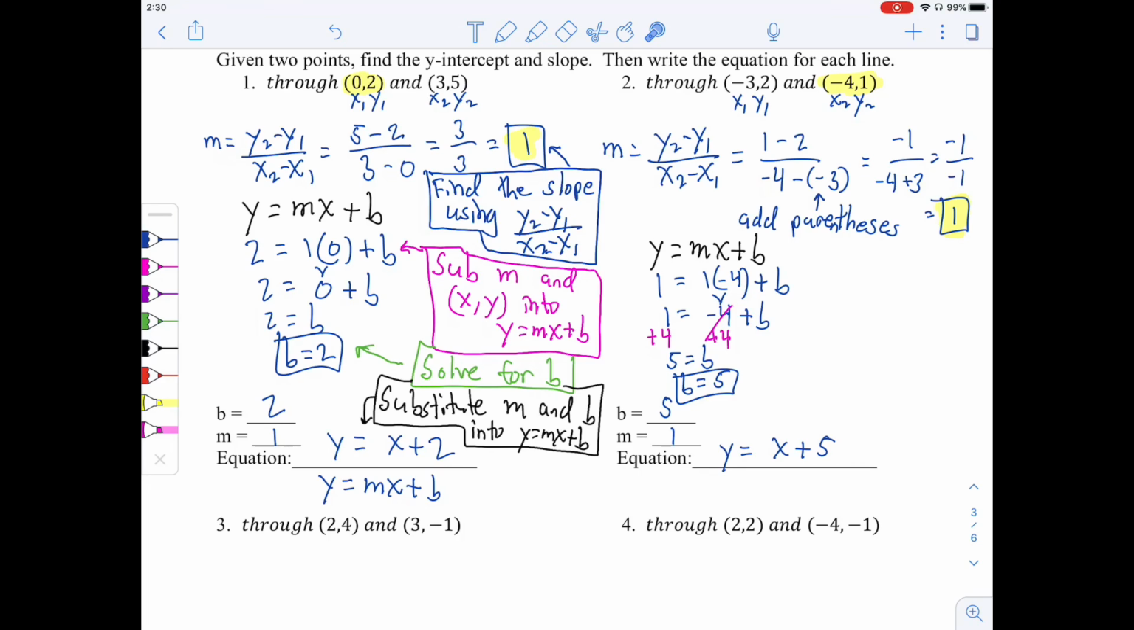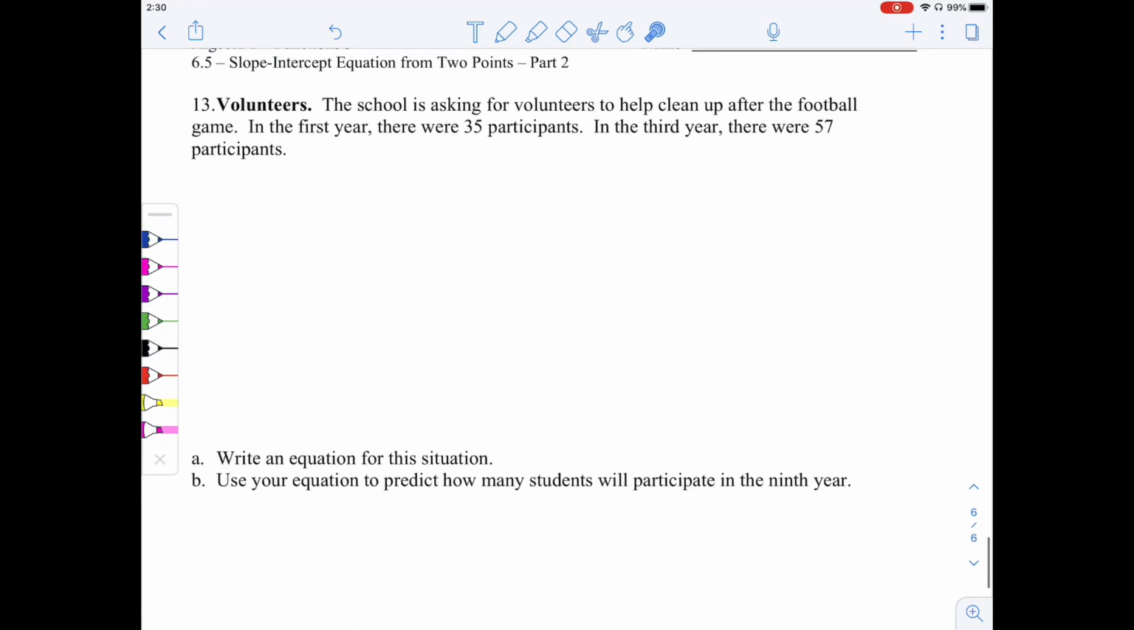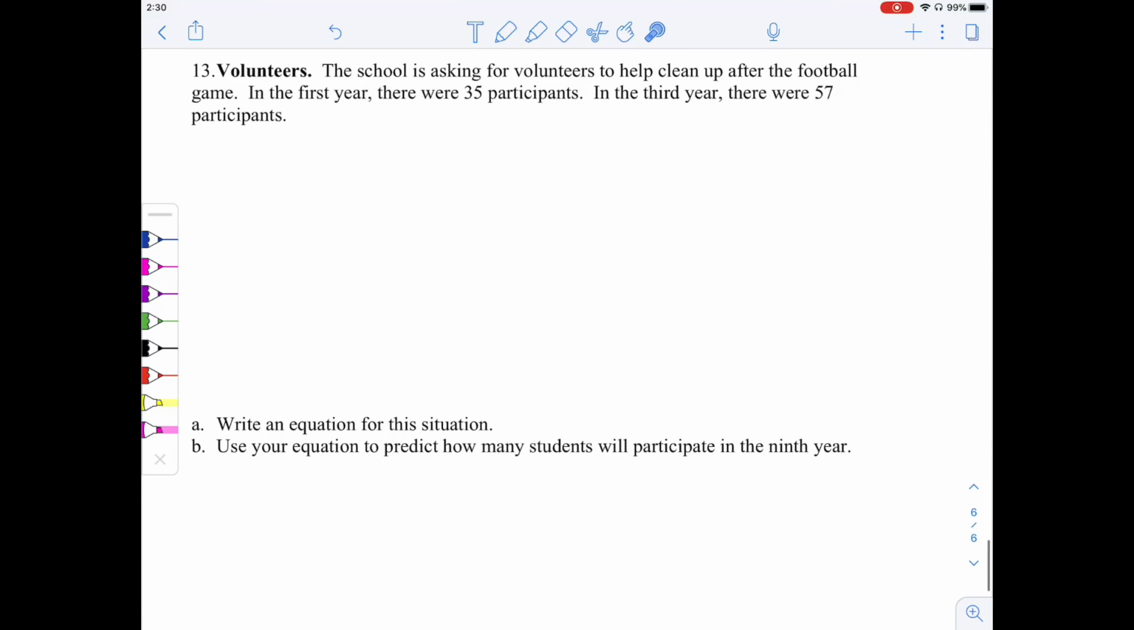Okay, so when we go down to the word problem on the bottom, so volunteers, right? So you look at schools asking volunteers to help clean up after the football game. In the first year, there were 35 participants. In the third year, there were 57 participants. So those are, again, 2 data points, right? And then given those 2 data points, we can write those out as ordered pairs and do the same process.